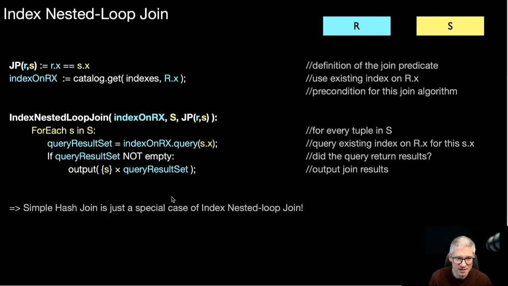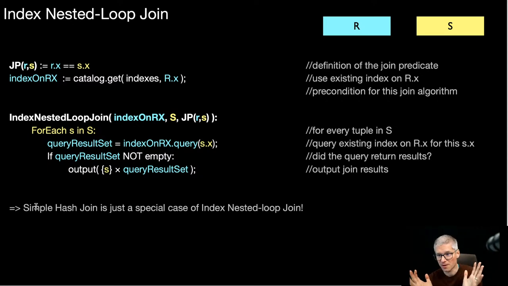I'm explaining these two names, the index nested loop join and the simple hash join, because when you look it up on the web, you will often see them explained as two different algorithms, when in fact they are the same algorithm. So that's a major takeaway here. Simple hash join is just a special case of index nested loop join. It's just a special case where you use a hash index.